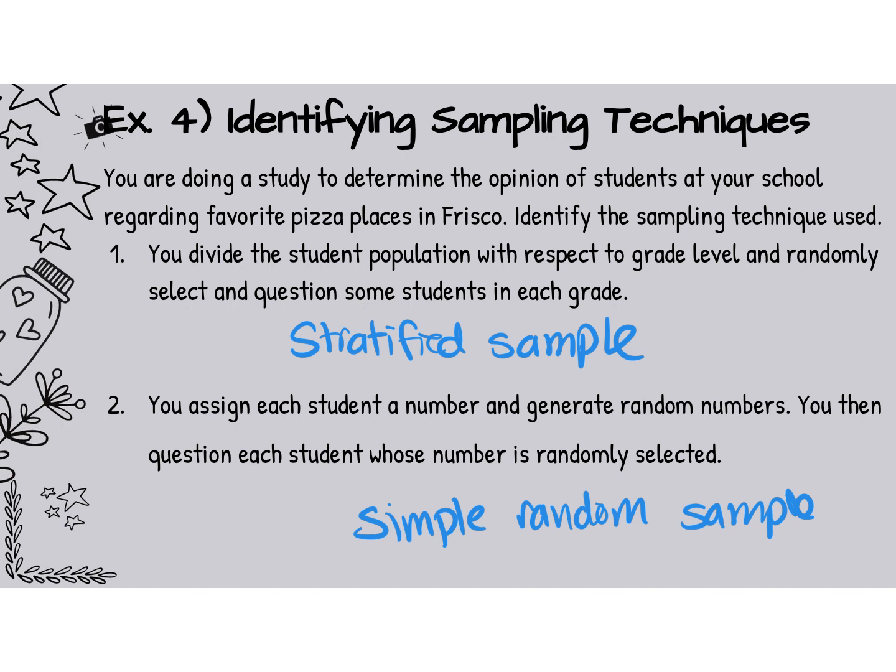Okay, hopefully you got a chance to try those questions. Number 1, you divide the student population with respect to grade level and randomly select and question some students in each grade level. So you took some of the students from each of those groups that you created. That is a stratified sample. 2, you assign each student a number and generate random numbers. You then question each student whose number is randomly selected. So that generate random numbers tells you you're going to do a simple random sample.